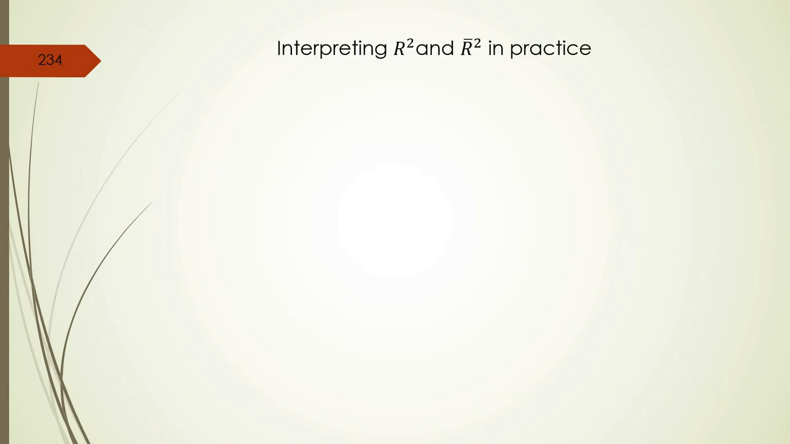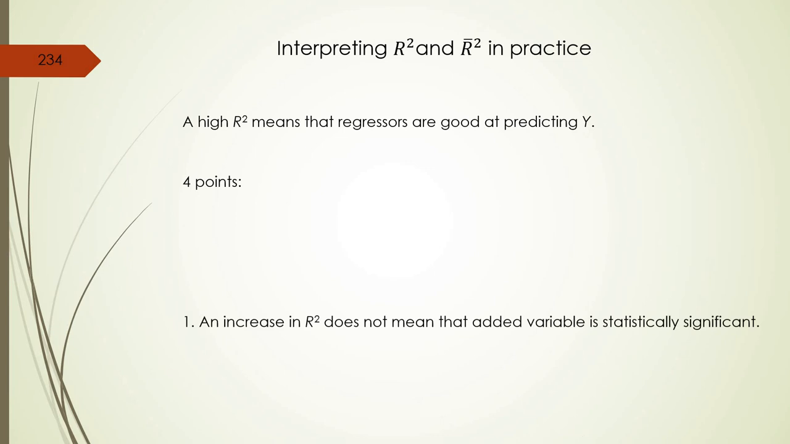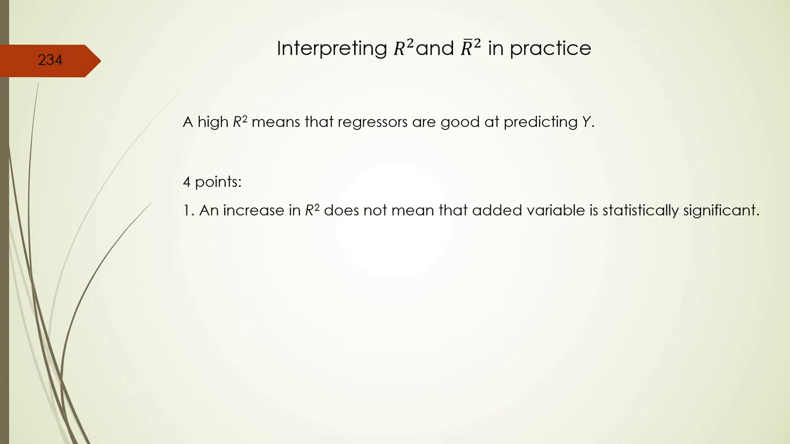The next topic, and the last topic in this presentation, is how you interpret R-square and adjusted R-square in practice. A high R-square means that regressors are good at predicting Y. This is a fact. But there are 4 points. First, an increase in R-square does not mean that the added variable is statistically significant. You already saw that if you put any variable in your model, your R-square will increase. So it doesn't mean that the new variable is really statistically significant. You need to check other elements in your model in order to be sure about the significance of the new variable.